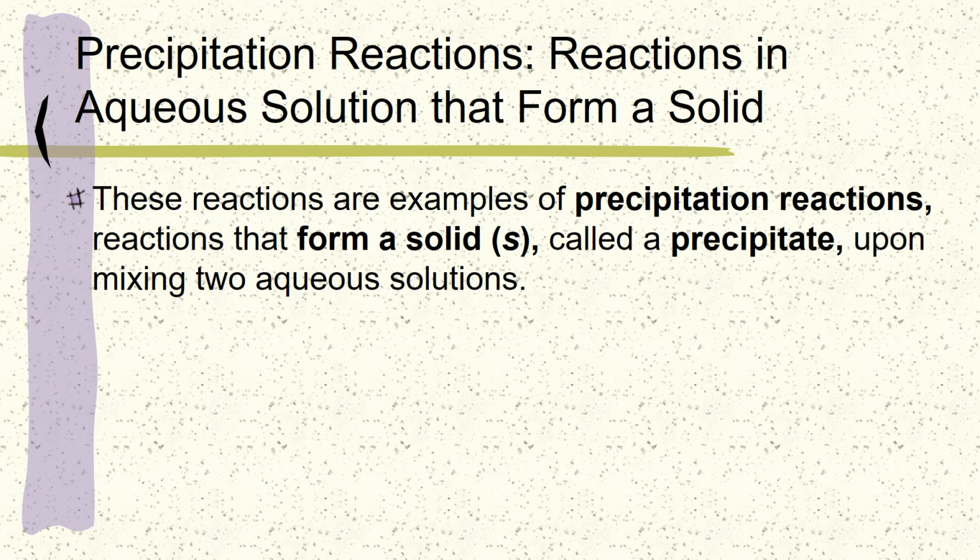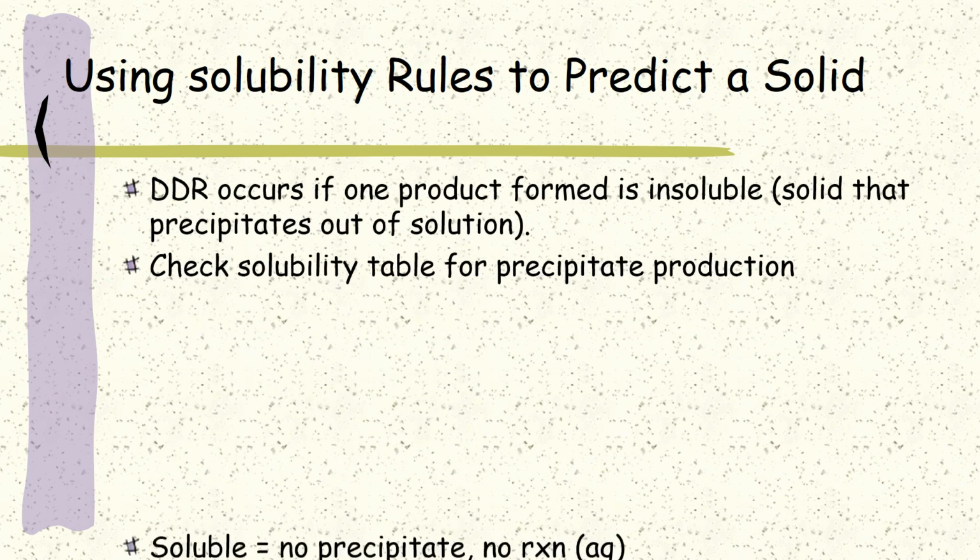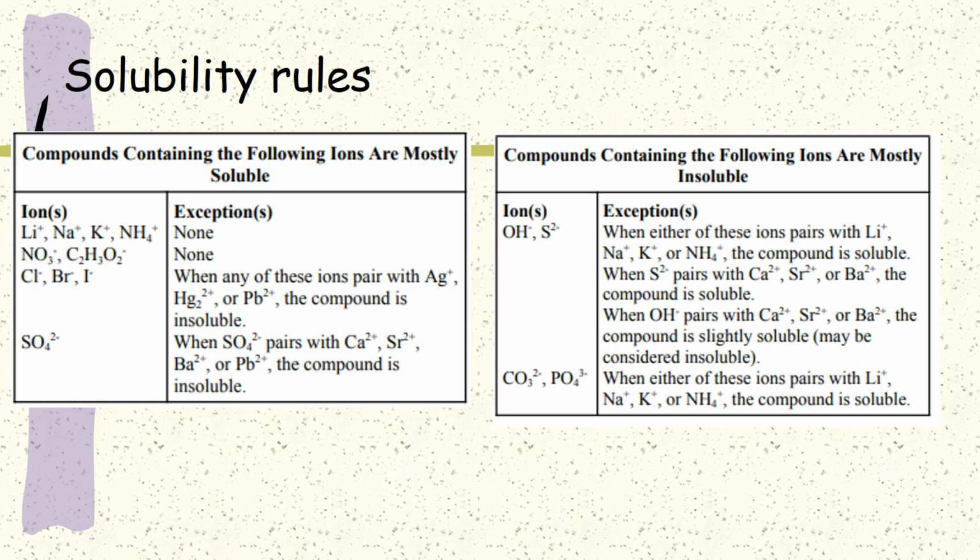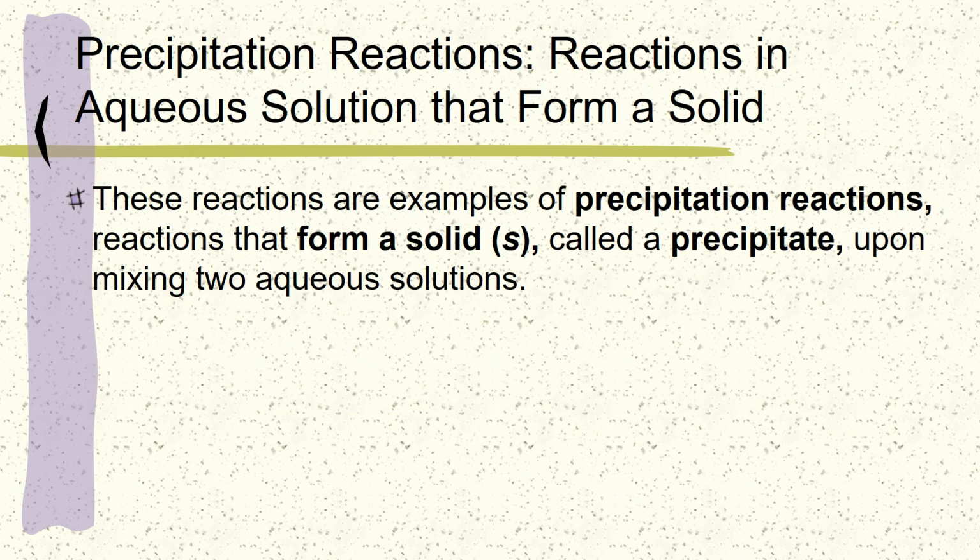All right, so one more definition, and then we're going to do some practice with these. The last definition I need you to know is a precipitation reaction and the term precipitate. So if we do a reaction and a solid forms, that's called a precipitation reaction. The solid itself is called a precipitate.